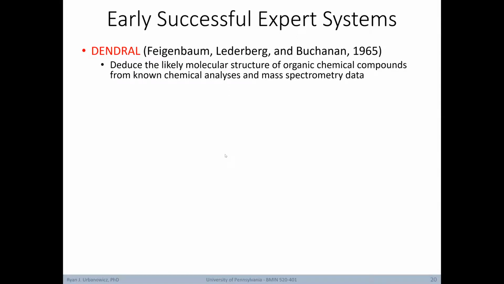At this point, we're going to start to transition into thinking about expert systems in particular as a medical AI system. First, we'll quickly review some of the earliest successful expert systems. The very first was DENDRAL, developed by Feigenbaum, Lederberg, and Bachmann in 1965. This system deduced the likely molecular structure of organic chemical compounds from known chemical analyses and mass spectrometry data.